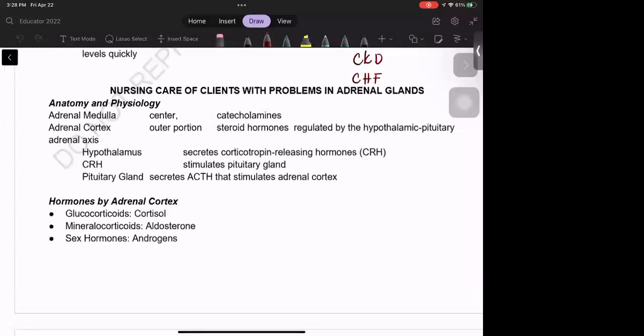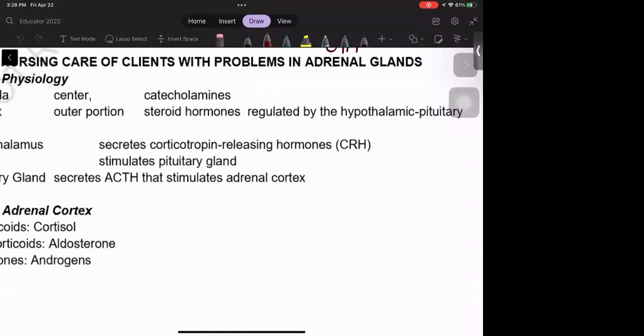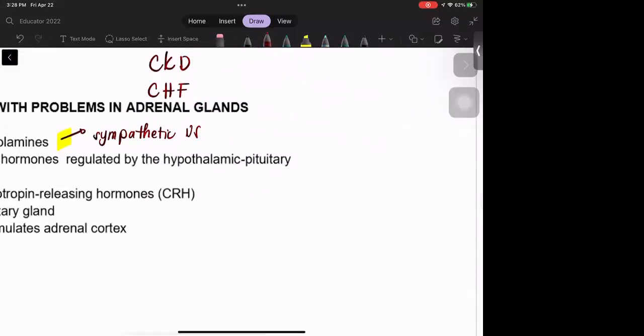Now, class, when I talk about catecholamines, what particular system does it trigger? What specific component of your nervous system, class, is being triggered by your catecholamines? Okay, class, it triggers your sympathetic nervous system. Just as a quick review, when it triggers your sympathetic nervous system, what does it do to your heart rate? Okay, it increases your heart rate.